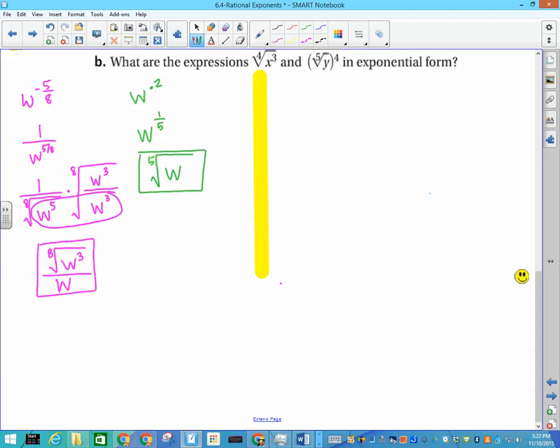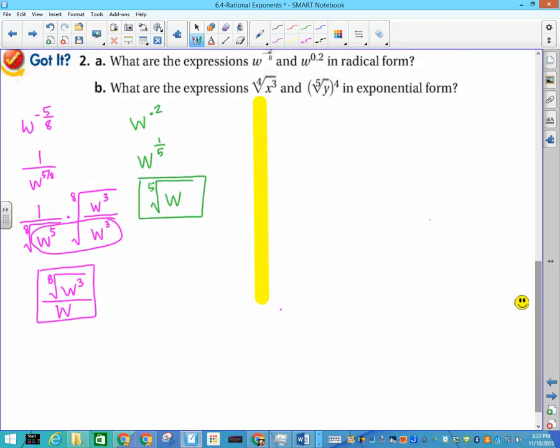Okay, what are these expressions in exponential form? The first ones we were putting into radical form. Radical form is when we have that symbol. Now we're trying to get rid of the symbol. So if I have the fourth root of x to the third, then remember the exponent stays on top and the index is what goes on the bottom. So that becomes x to the 3/4.